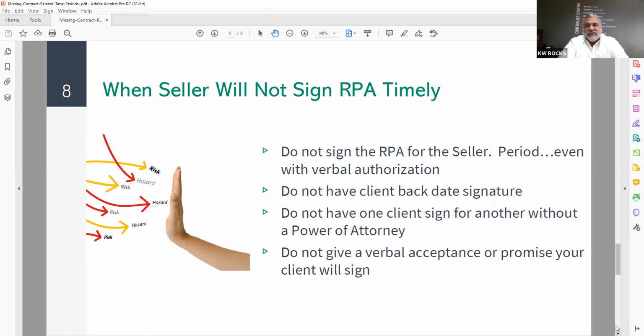You always want to have everything conducive to documentation, meaning the offers, the counter offers, the request of repairs. Also, never have the client backdate a form. Okay, that is not agreed. That's not an avenue that I recommend, and potentially it can confuse everyone. So never do that as well. Do not have one client sign for another without a power of attorney. Everyone should know this. Do not give a verbal acceptance or promise your clients will sign.